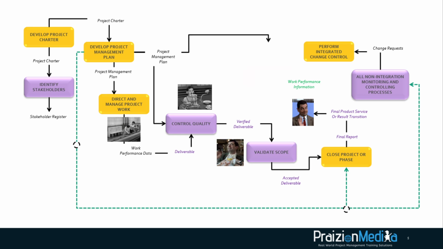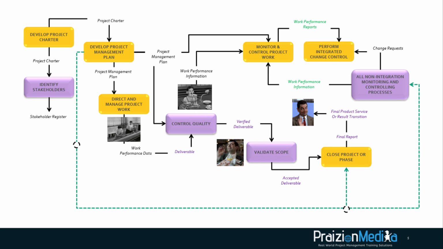Bear in mind that the project management plan also goes to monitor and control project work, and monitor and control project work gives you work performance reports as an output as a result of the work performance information going into it for compilation. The work performance reports then go to perform integrated change control as well. Also in this view, you can see that work performance information would of course come from control quality, being in the monitoring and controlling process group. And if you can conceive how this interweaves, that pretty much is the bare bones of the guide.